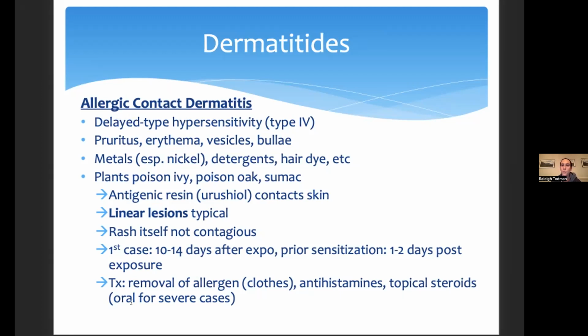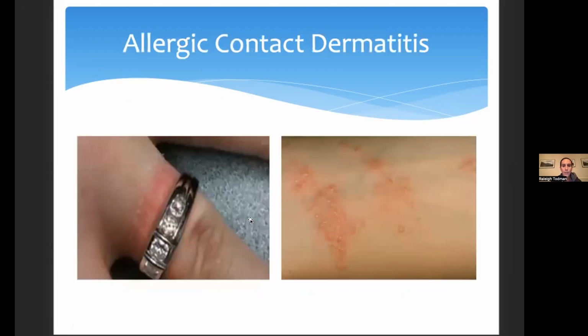The treatment is removal of the allergens. So if you've just been hiking and it's on your clothes, get rid of that. Antihistamines for symptoms, topical steroids, and oral steroids if it is very severe. Here are some images. There you have on the left that ring picture of contact dermatitis, and on the right you have your poison ivy.